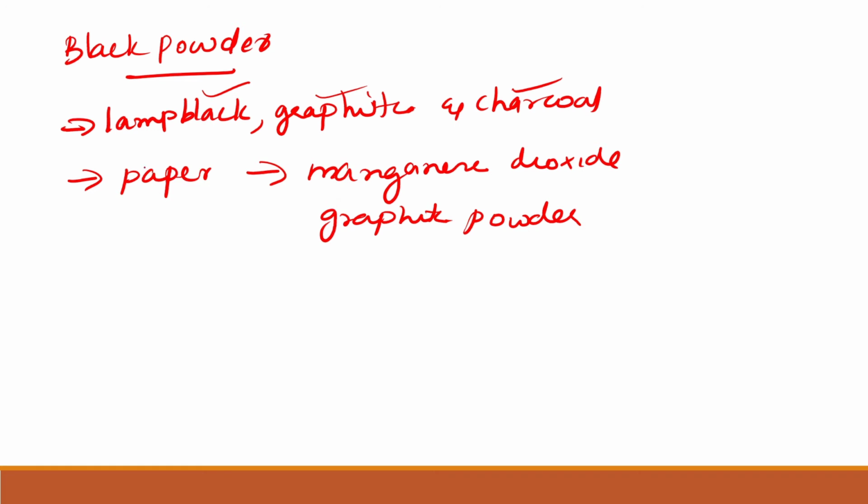And if we are using this black powder on an absorbing surface, then you should add a mixture of heavy metal salt like manganese dioxide and graphite powder to get a good result. And when we apply this black powder, good results will be obtained on paper and chinaware. So this is basically black powder. Next one is gray powder or white powder.